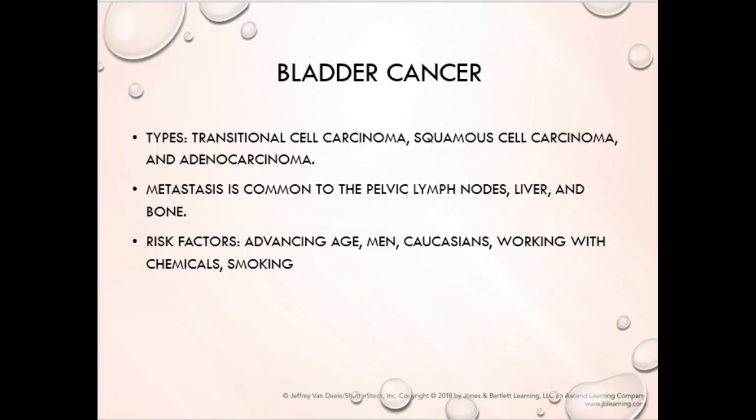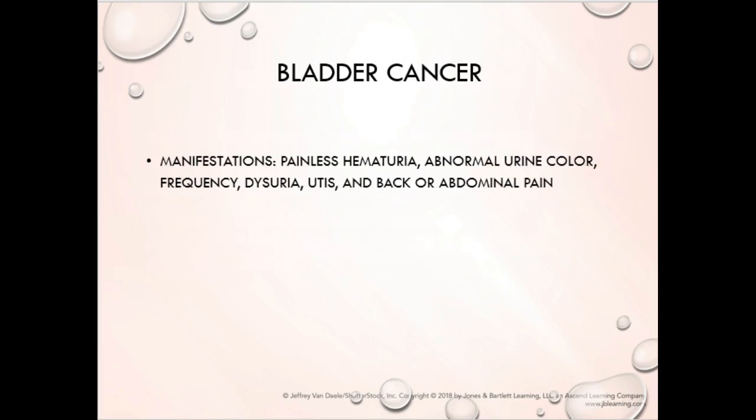This also likes to metastasize. Okay, there goes to liver and bone. So advancing age, males, smoking, chemicals, I think there's a strong link with alcohol as well with bladder cancer. So once again, if we have painless blood in the urine, bad, right? Abnormal urine color, UTIs, back or abdominal pain.